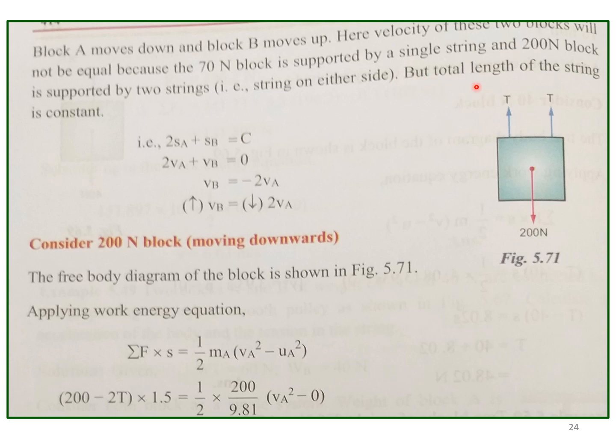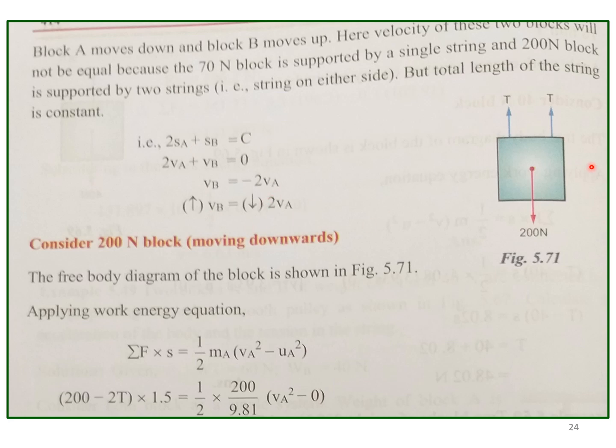Therefore, the total length of the string will be constant. Therefore, 2SA plus SB will be equal to a constant. When you differentiate this, 2VA plus VB will be equal to 0, or VB will be equal to minus 2VA. Please note that block B is moving upwards and block A is moving downwards.